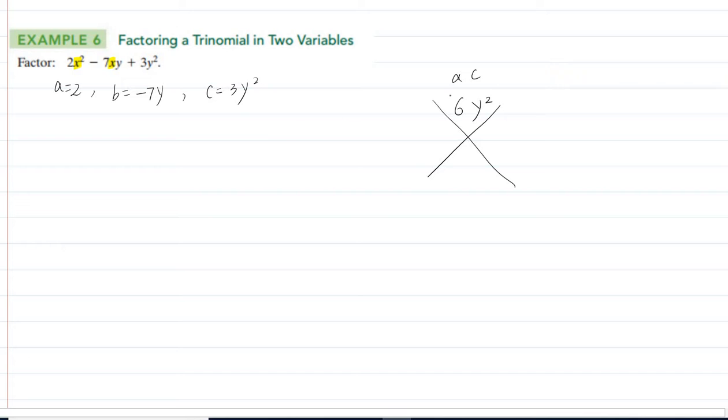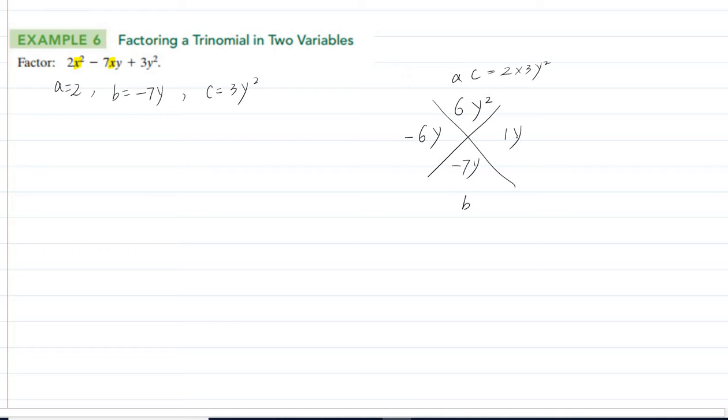I just multiplied them; that is the same thing as 2 multiplied by 3y squared. So I put 3y squared right here, and then I write the B. The value of B is negative 7y. Again, you're doing the same thing. I'm going to think of 2 numbers that multiply together to give me 6y squared and add together to give me negative 7y. If you think here, we're going to have 6y and then 1y. They multiply together to give you a positive 6y squared, but when you add them together, it doesn't give you negative 7y.